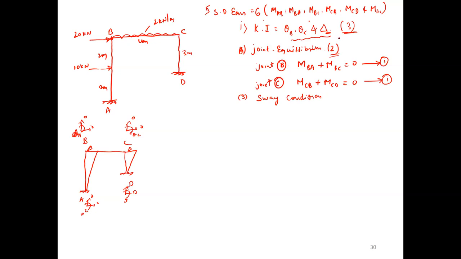Right? But how to arrive at the delta equation? That is very, very important. That is called the sway condition. See, please be careful. Please observe here. I will explain how to arrive at one more equation. See, these two are very easy. But how to arrive at the sway condition? That is one more very, very important thing.